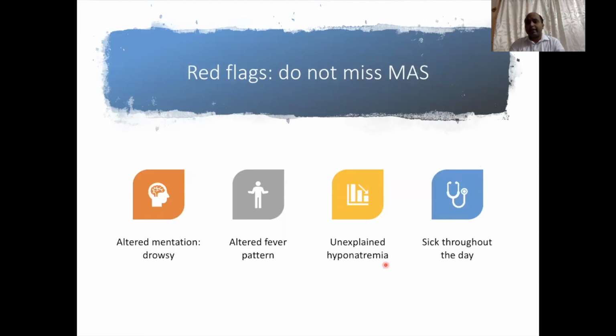So what are the important red flag signs? Don't miss macrophage activation syndrome. Altered mentation, drowsiness, altered fever pattern, like I told you, continuous fever is a feature, and an ill-looking child, you can think of macrophage activation syndrome. Also unexplained hyponatremia, and the patient is sick throughout the day. You can guess from the mentation and behavior of the patient. They can have all the organ involvement, starting from hepatopathy, bleeding diathesis, fever, drowsiness, myocarditis, hypotension, renal failure, they can have ARDS. So think about these clues, that is more important.